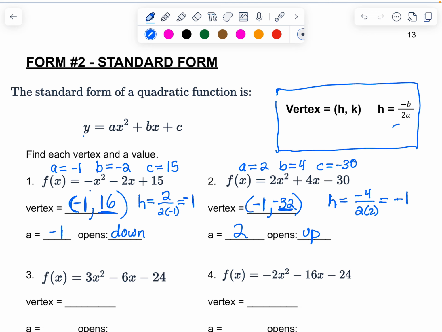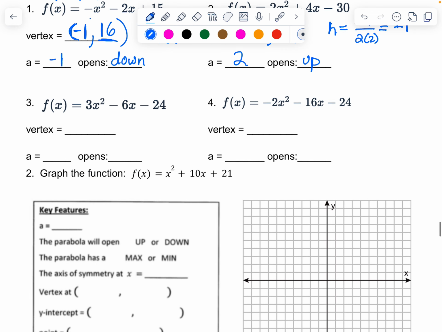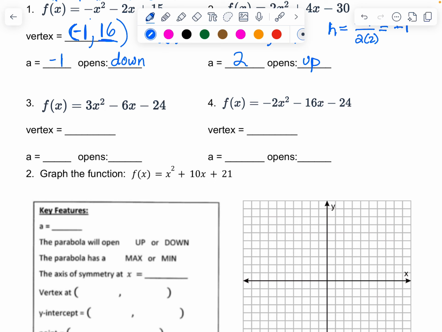Okay? So go ahead, just to get this idea, take number 3 and number 4, pause the video, and go ahead and just come up with your vertex and the other information asked. Okay. So now let's do a check. Hopefully you paused me and you're actually doing this. And hopefully I have the answer correct.